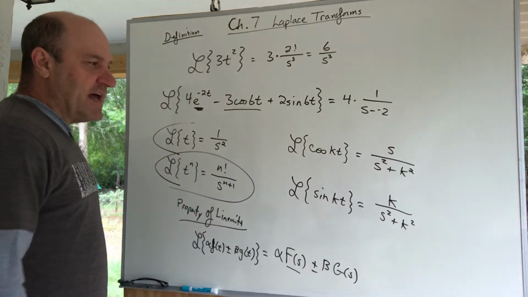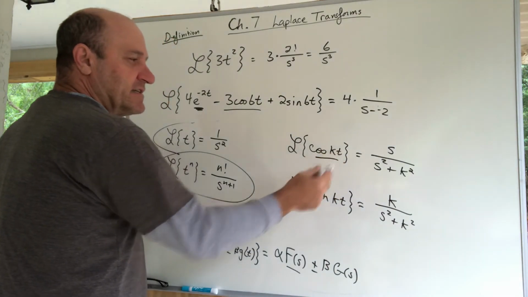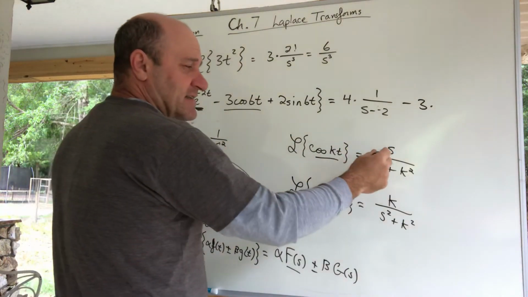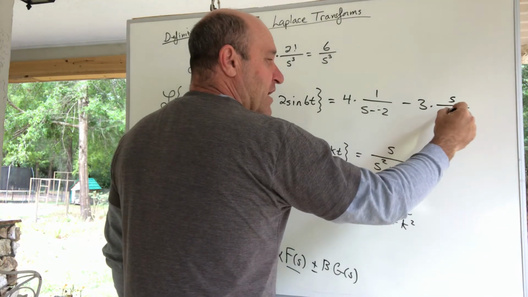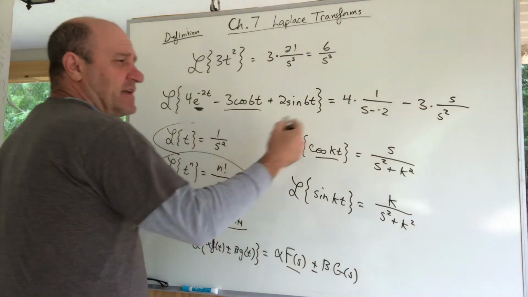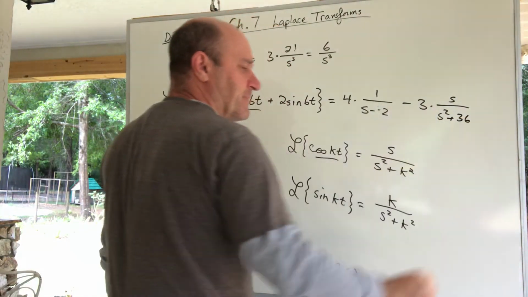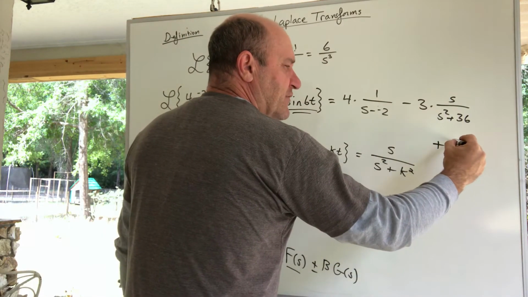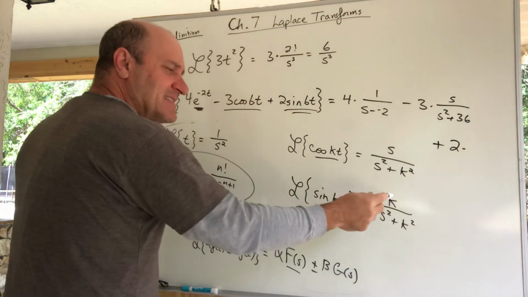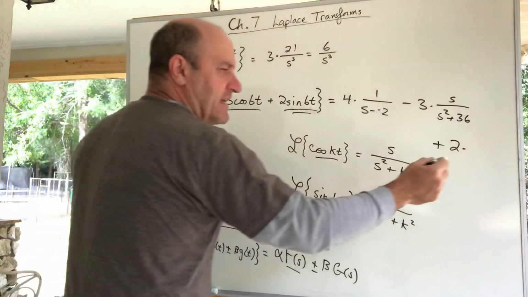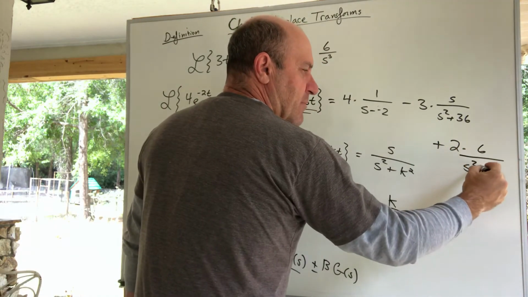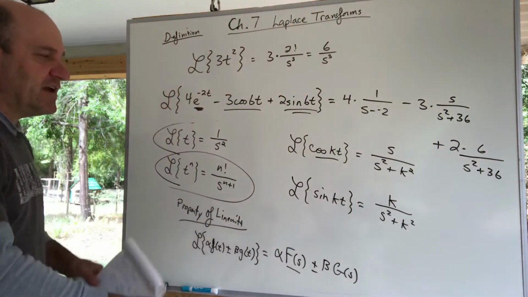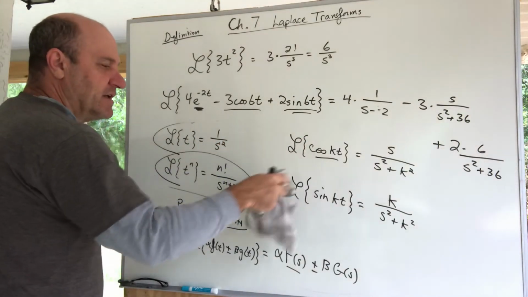Now 3 cosine 6t. How do we do cosine 6t? It's a 3, and then the rule is s over s squared plus k squared. The k is the 6, so s squared plus 36. What about 2 sine 6t? That's going to be a positive 2, and then the sine has the k on top. So the k is a 6 over s squared plus 36. So there's the answer. We did the Laplace transform of that using these famous Laplace transforms.